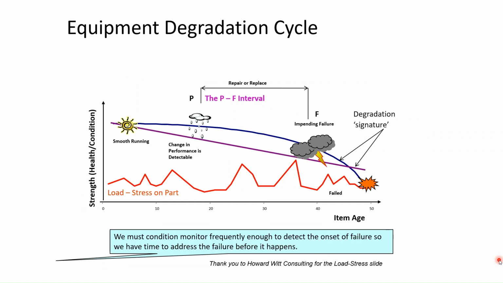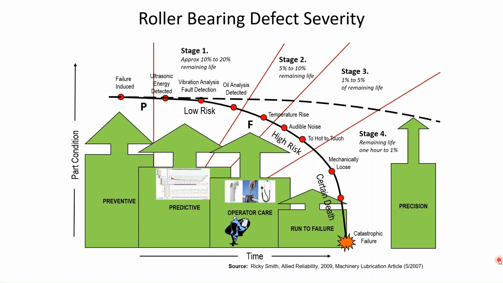Knowing that equipment parts show evidence of developing failure, it is possible to inspect at regular time intervals for signs of changes in behavior. The point at which degradation is first possible to detect is known as the potential failure, P point. The point at which failure has progressed beyond salvage is the failure, F point. We must condition monitor frequently enough to detect the onset of failure, so we have time to address the failure before it happens. In our continuing discussion about the failure curve, let's examine the example of the roller bearing failure curve.